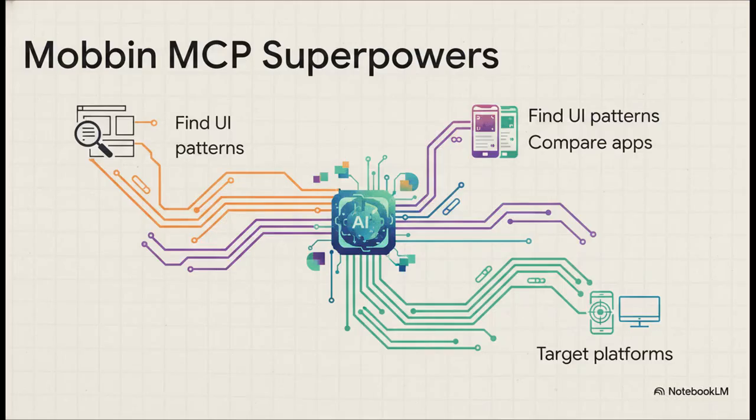And what exactly are those superpowers? Well, once connected, Claude can instantly find specific UI patterns, like, say, fitness app onboarding flows. It can compare designs across a bunch of different apps, gather references automatically, and target specific platforms like iOS or web. Plus, you get inline previews right there in your chat. The AI is now doing the heavy lifting of gathering your inspiration for you.